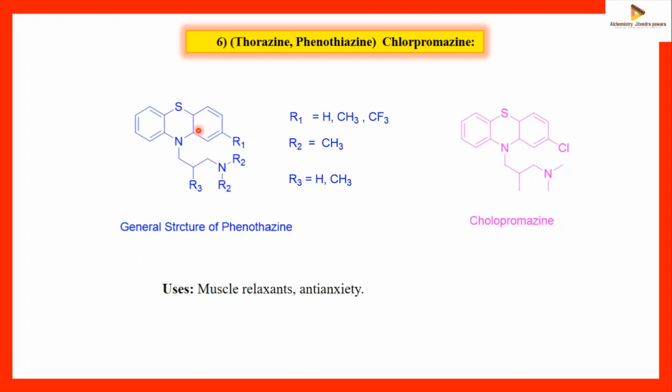Substitution will be at the 2 and 10 positions. The activity of phenothiazine increases if substituted at the 2 position. So chlorpromazine can be given by the oral, intravenous or intramuscular route of drug administration.